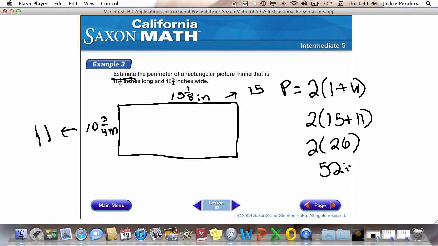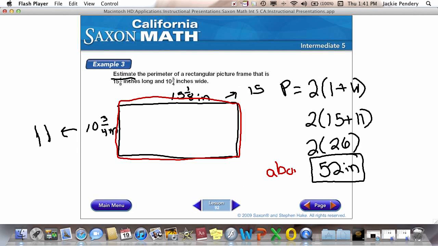52 inches. Now this is perimeter. This is not area. These are not square inches. These are linear inches, meaning length. Meaning I'm going from adding this, plus this, plus this, plus this. So my answer is about 52 inches. We should really have the word about in there since this is an estimate. Okay? All right, go ahead and do your lesson practice and we will review this in the morning.